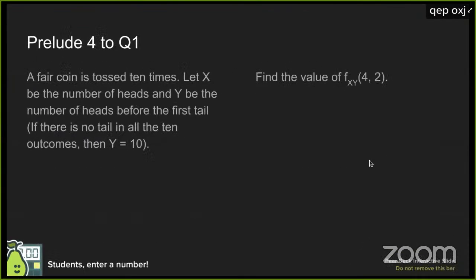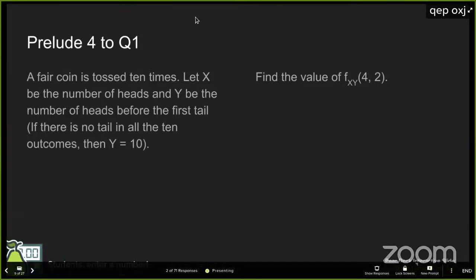Now in this question we have to find the probability of the joint density of x and y. That means when x takes the value 4 and y takes the value 2, you have to find the probability for this. So just take 5 minutes and then we'll discuss.